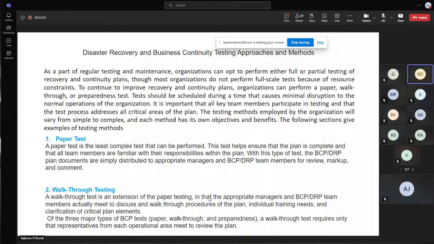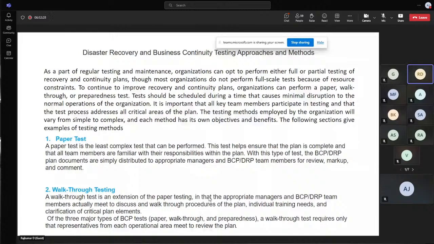Even for preparing the paper, you have to involve all the stakeholders who are involved, put across a plan, document it, review it, and circulate it, distributing it to the different people involved for review and comment. Based on the paper, you need to continue with your walkthrough. The next extension of the paper is your walkthrough testing.